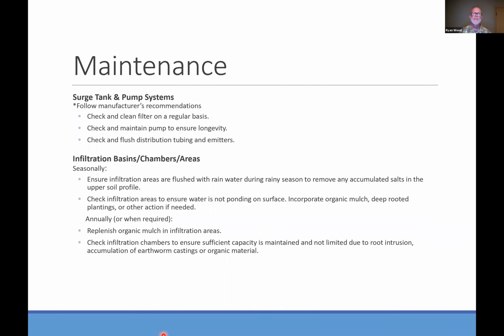For a surge tank and pump system, definitely follow the manufacturer's recommendations, because it's going to depend on their filter, how the filter gets cleaned and so forth.